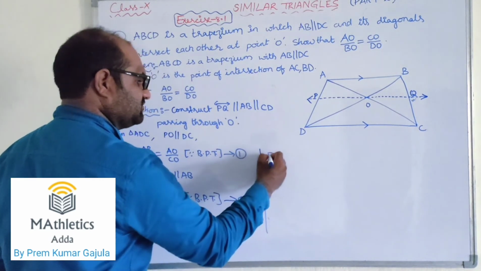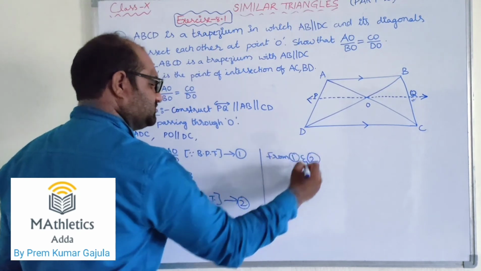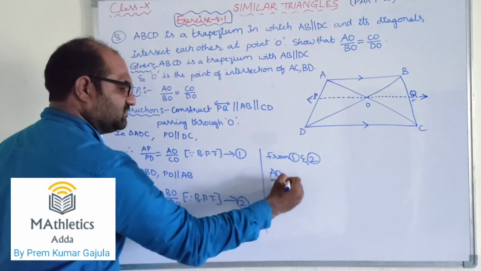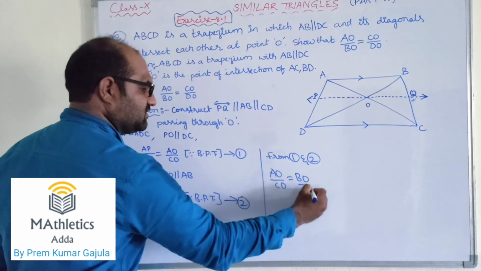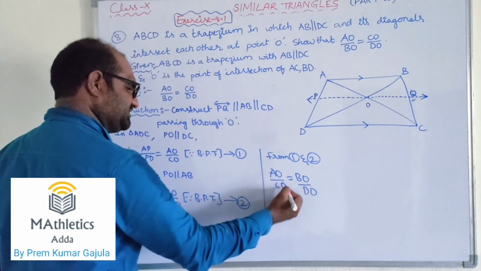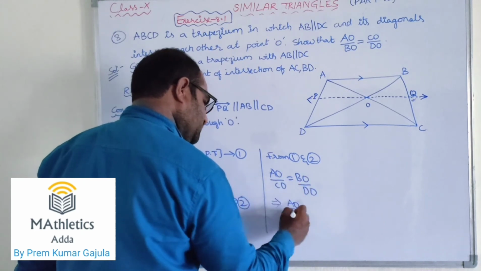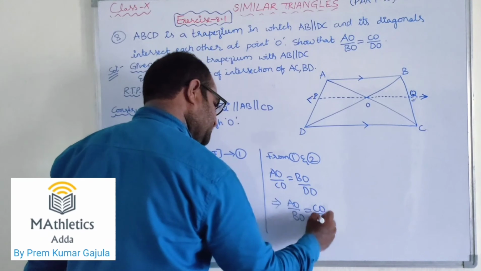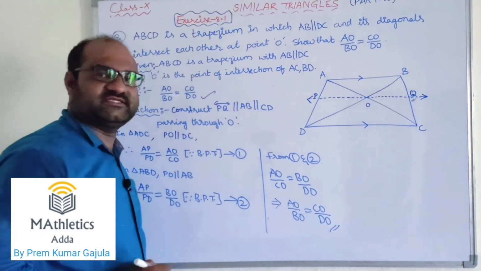So therefore, from 1 and 2, we can write AO by CO is equal to BO by DO. And if you exchange these places, you can write that AO by BO is equal to CO by DO, which is our required thing to prove. Okay, hence it is proved.